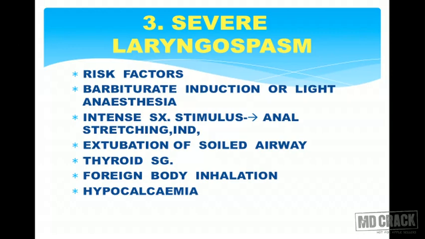laryngospasm. Thyroid surgery is a risk factor for severe laryngospasm. Any foreign body inhalation may lead to severe laryngospasm, and hypocalcemia is also one of the mainstay causes of severe laryngospasm. So just to repeat, what are the risk factors for severe laryngospasm? Barbiturate induction or light anesthesia, that is, the depth of anesthesia is low, intense surgical stimulus as in the case of anal stretching, extubation of a soiled airway, thyroid surgeries, foreign body aspiration, or hypocalcemia.